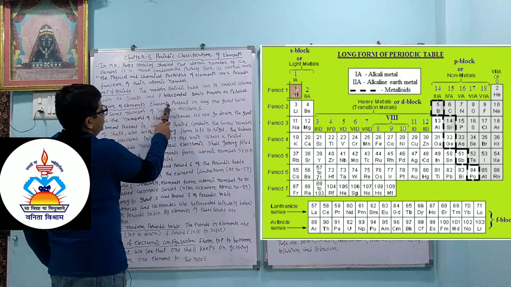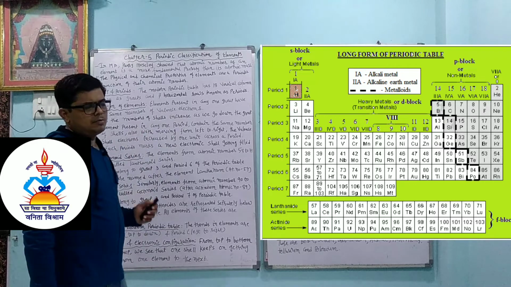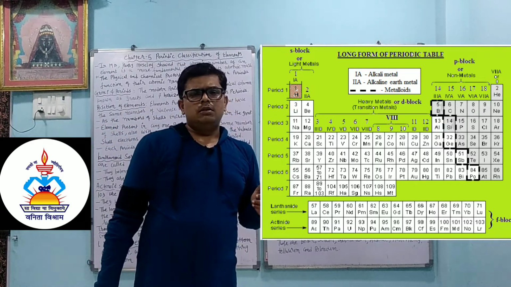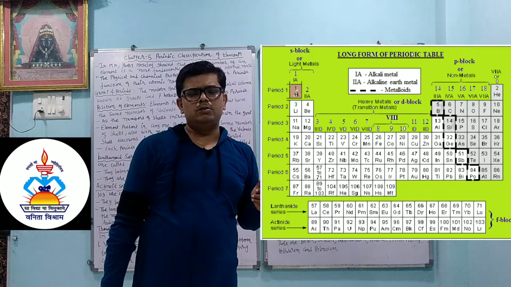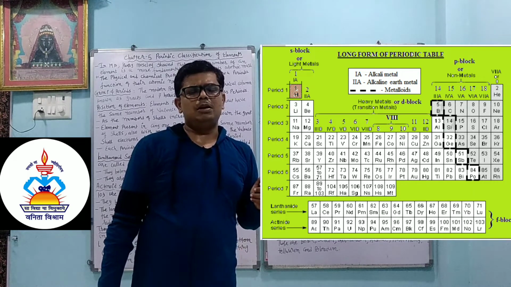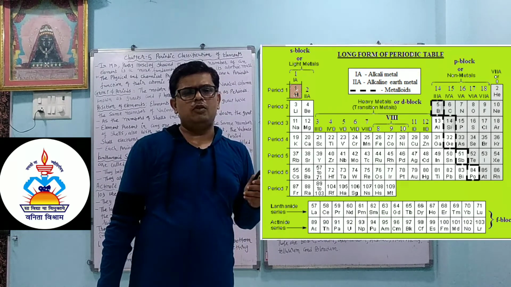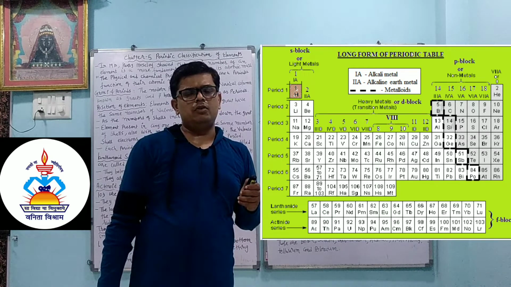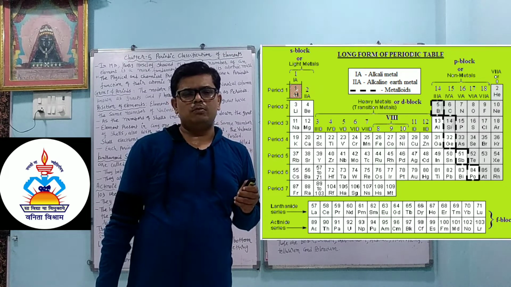Position of element. Elements present in any one group have the same number of valence electrons. Suppose the elements in the first group are hydrogen, then lithium, and then sodium. Their outermost orbit contains 1 electron. For example, hydrogen's atomic number is 1, so 1 only. Lithium's atomic number is 3, so we can write 2, 1. The outermost orbit contains 1 electron. Sodium's atomic number is 11, 2, 8, 1, so the outermost orbit contains 1 electron. Like that, in all the groups, elements have the same number of valence electrons in their outermost orbit.